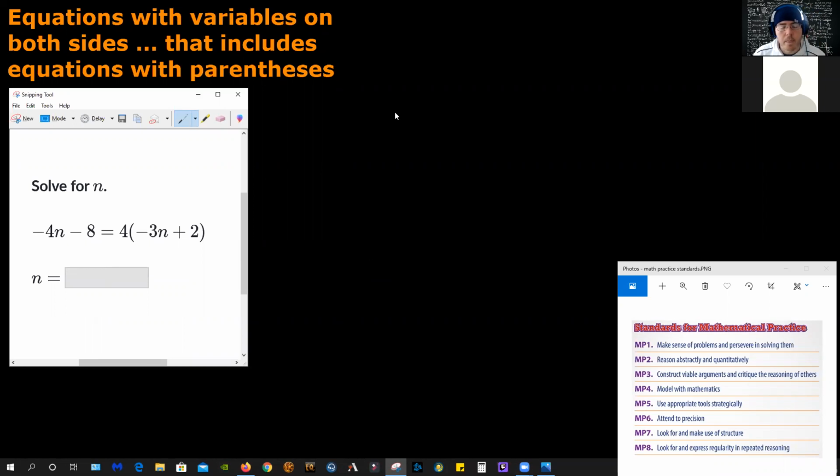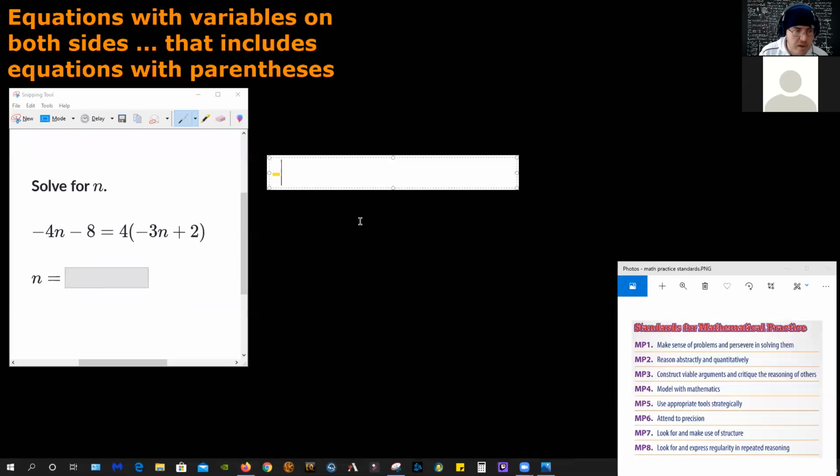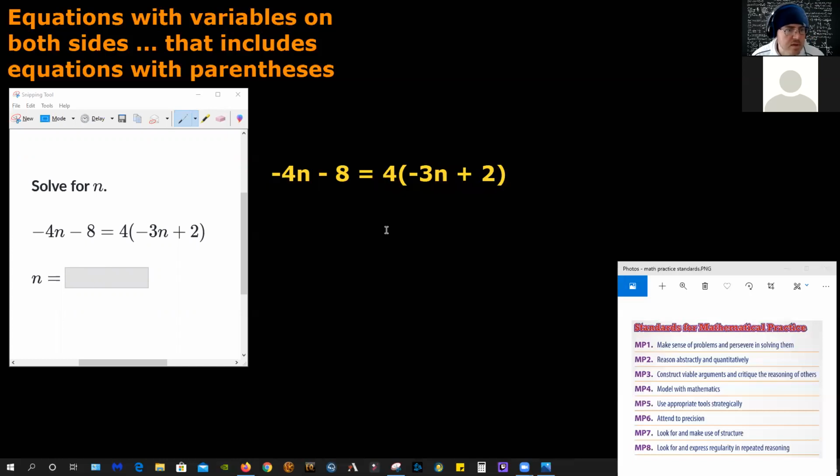All right, so I'm supposed to solve for n, but still the first thing I'm always going to do is just write down the question or write down the equation. So negative 4n minus 8 equals 4 parentheses negative 3n plus 2. Okay.